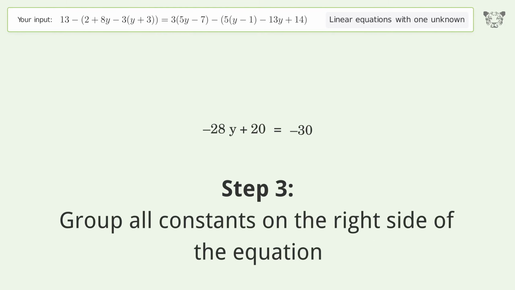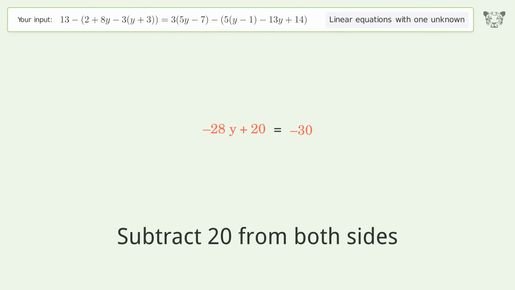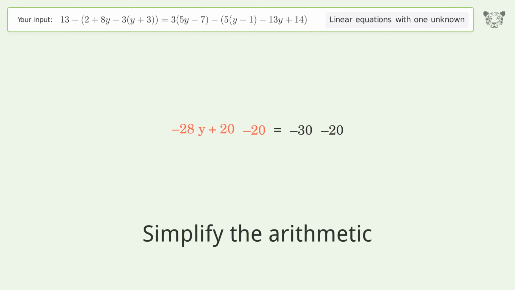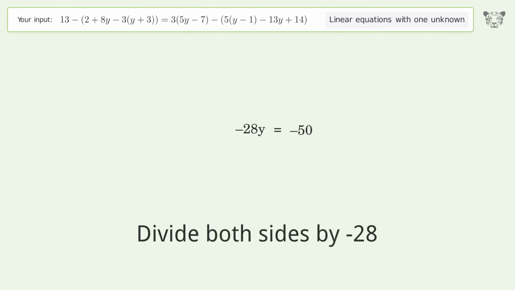Group all constants on the right side of the equation. Subtract 20 from both sides. Simplify the arithmetic. Isolate the y. Divide both sides by -28.